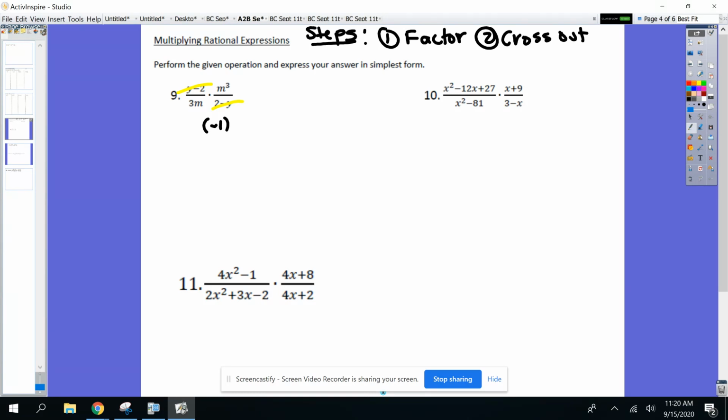You guys would have said how many are left yesterday? 3 on top, 1 on the bottom. I cross however many I can out. How many are left? 2. Where are they located? On top. M squared. Everyone good there? You can cross those out. That's fine. All right, what's left over?